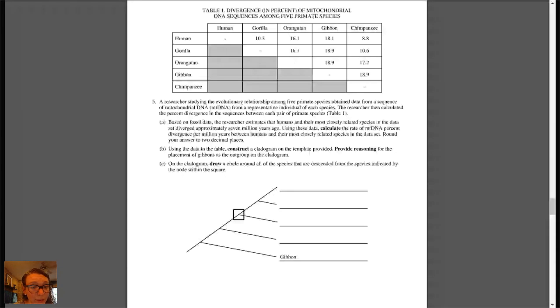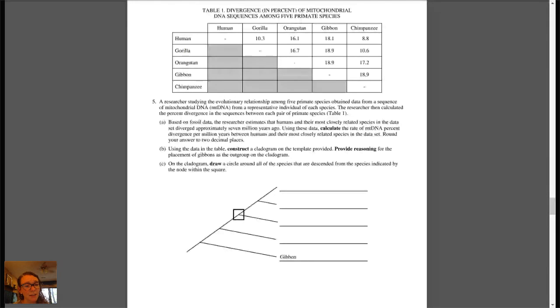Okay, provide reasoning for the placement of Gibbons as the outgroup. Gibbons are going to be the outgroup because they have the highest percent divergence with every other species. And they're in the 18s, which is far and above any other species for percent divergence. So that makes them the outgroup.